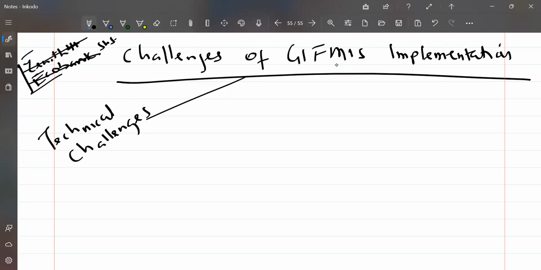Inadequate support from the central government. Let's talk about this one. This is very important before you move on. What's the human resource challenge? Baba? Yes, please. Explain human resource challenge.